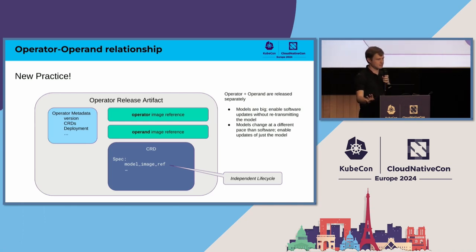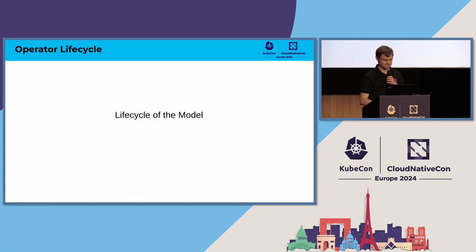But here, again, this is data. It's not a thing that is running. And again, we've got the edge scenario. So we're optimizing for a very different world than typically we've thought about with operator design. So we're going to put that image reference in our CRD. This enables us now to update it independently, separately from everything else. Okay. Lifecycle of the model.